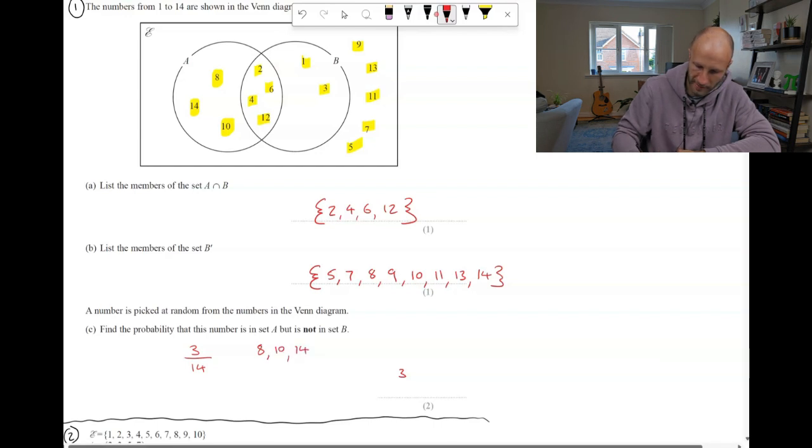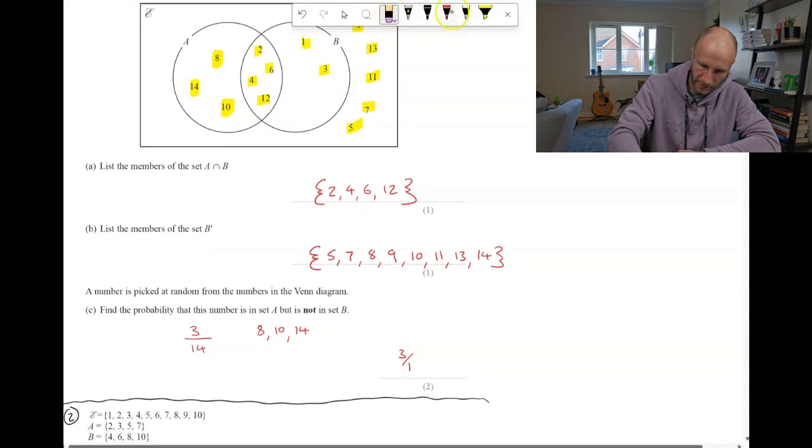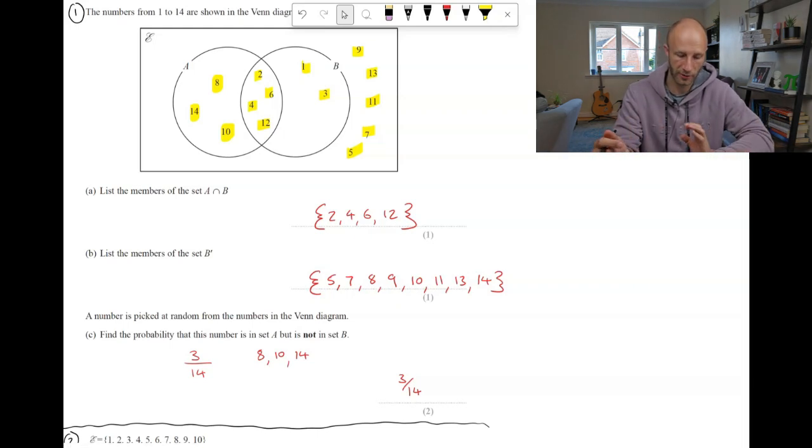They're my 3 numbers out of a total of 14. Oops, sorry. So I can represent that as a probability like this. So it's 3 and 14. Don't need to write a decimal, don't need to write a percentage. 3 over 14 is a nice, neat answer as a fraction. So that's question 1 done.